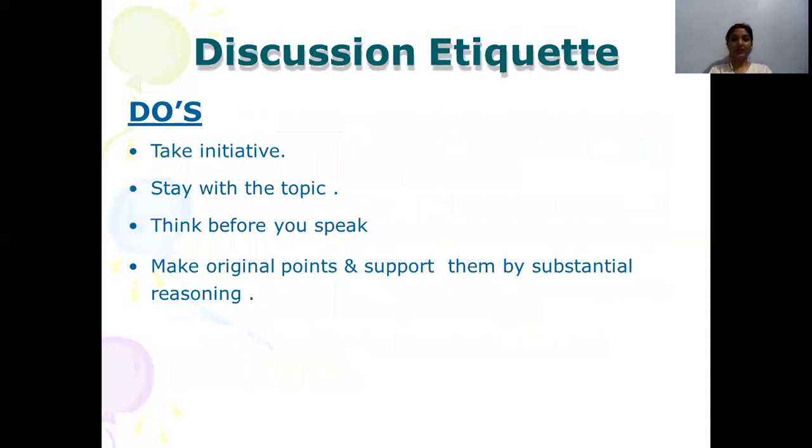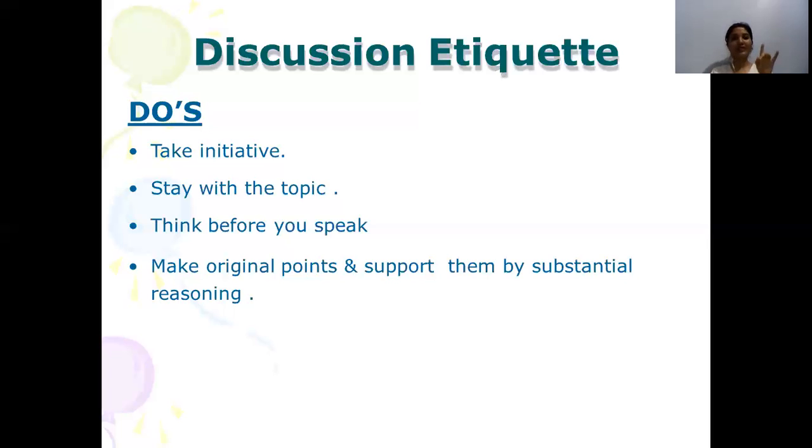Then there are some discussion etiquettes, as in do's and certain don'ts. So we should always try not to delay taking initiative. As we have just discussed, leadership qualities are how well you take the initiative, how well you take charge. When you take charge, it displays your leadership qualities.